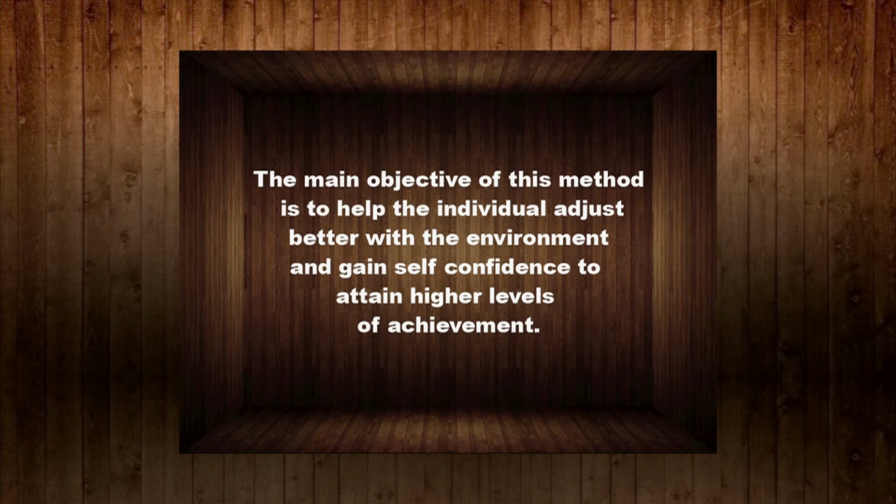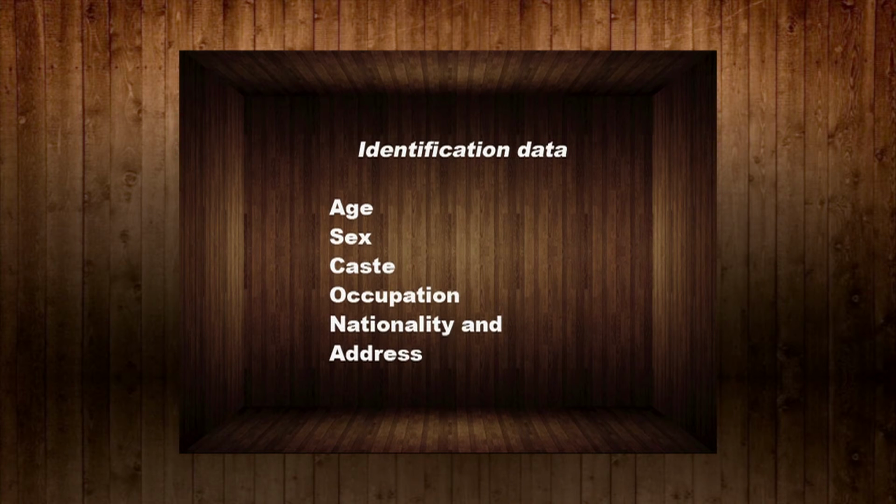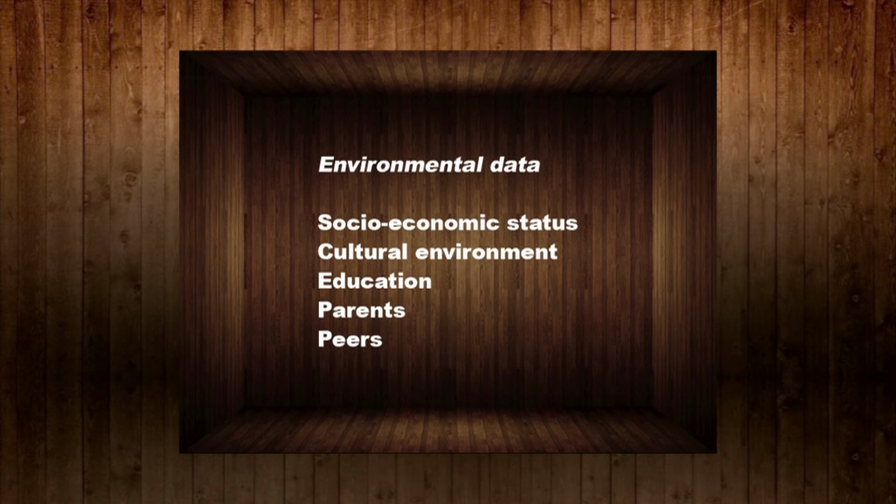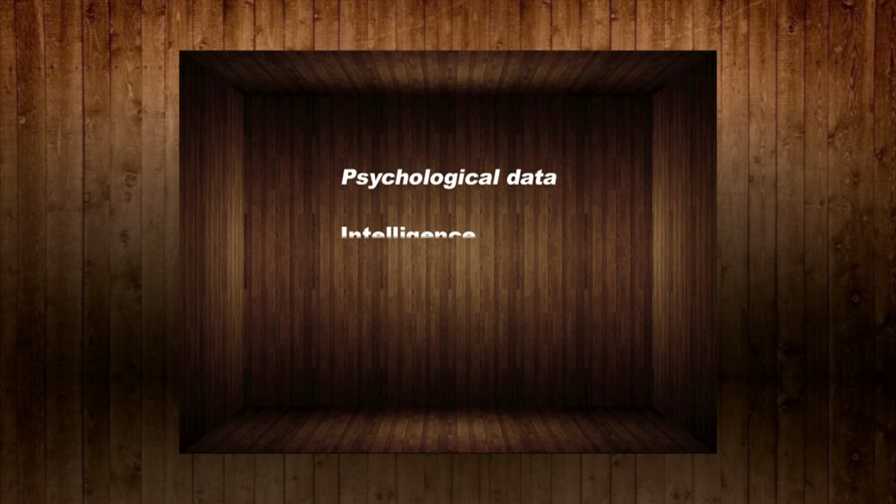higher levels of achievement. In a systematic case study, these types of data are generally recorded. Identification data including age, sex, caste, occupation, nationality, and address. Physiological data including physical health and habits of a subject. Environmental data including socioeconomic status, cultural environment, education, parents, speeds. Psychological data including intelligence, interest, aptitude, personality.